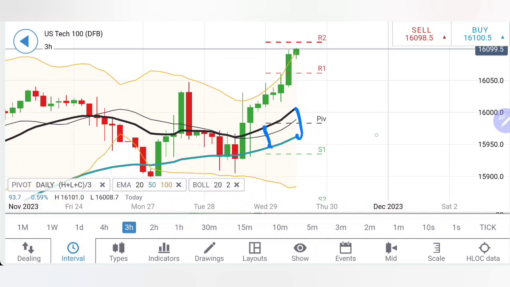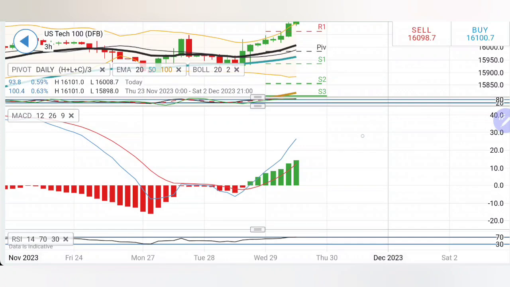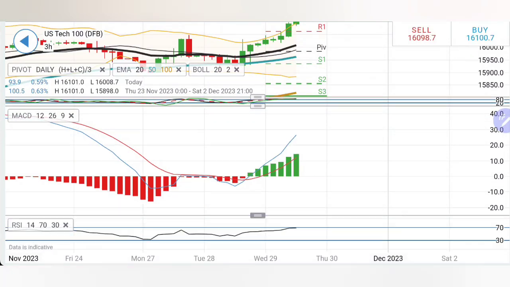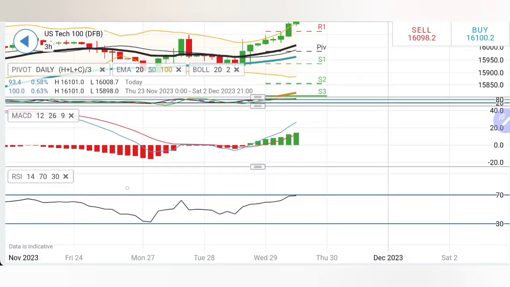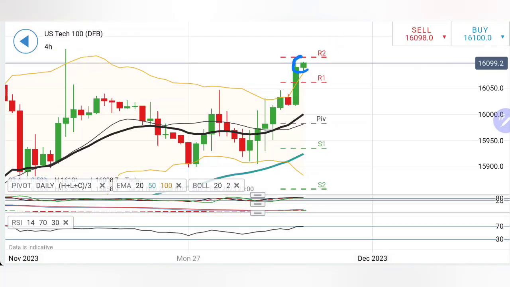Moving averages looking upwards is a good bullish sign, but the divergence of the price from the moving averages calls for it to converge a bit. Stochastic is overbought, MACD is divergent, MACD is bullish looking upwards. RSI is also near overbought levels now. Coming to the 4-hour chart, the candle is outside Bollinger Bands. There could be a pull on the downside. 16,060, 16,030 is the support zone, and below which 16,000 levels. These three levels you should watch out for.